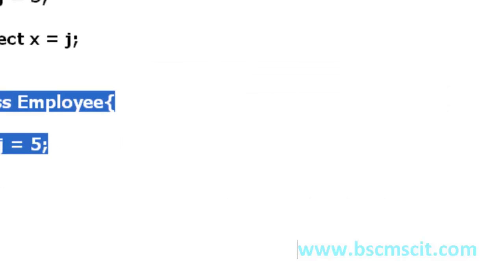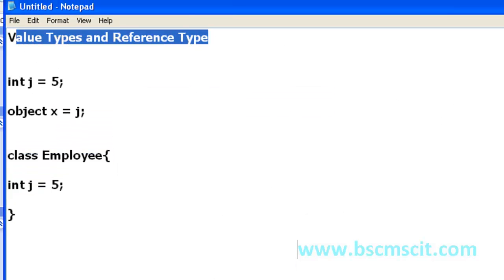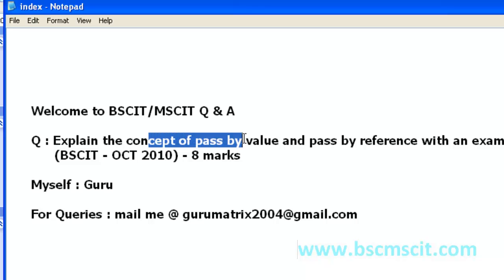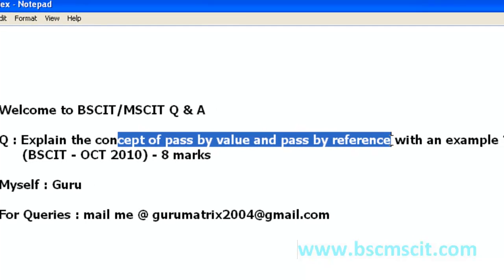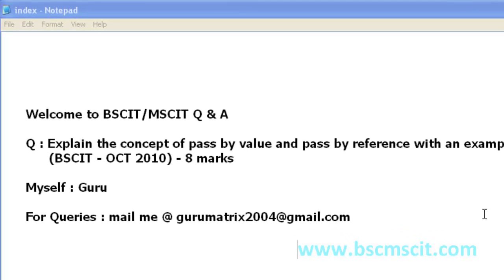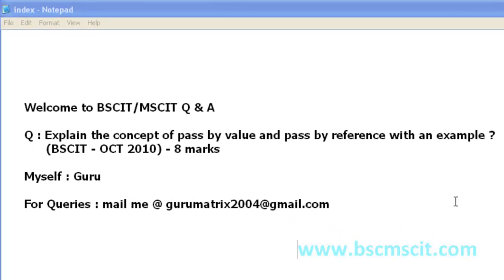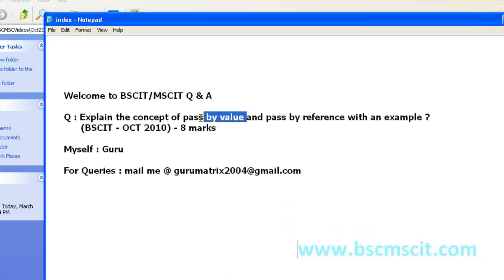So let's continue with our session, that is the concept of pass by value and pass by reference. Now that you have understood value types and reference types, it will be easier to understand pass by value and pass by reference. In C#, this is known as passing parameters. If anybody asks you about passing parameters, you should answer that there are two types: pass by value and pass by reference. So first let's talk about pass by value.